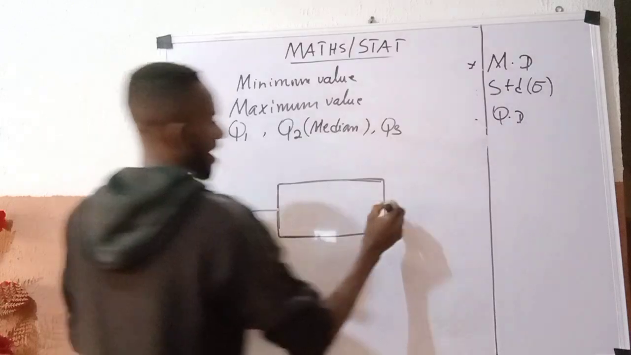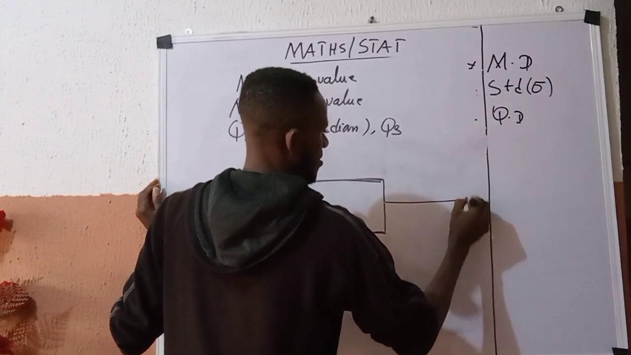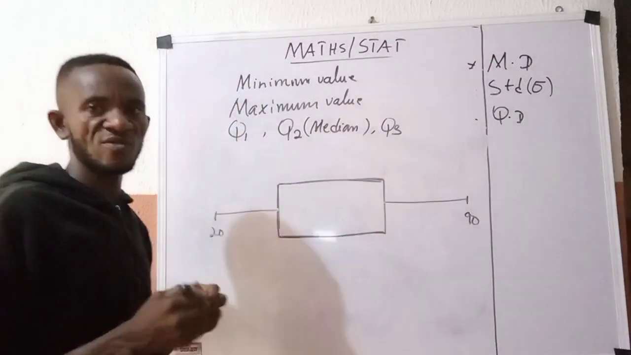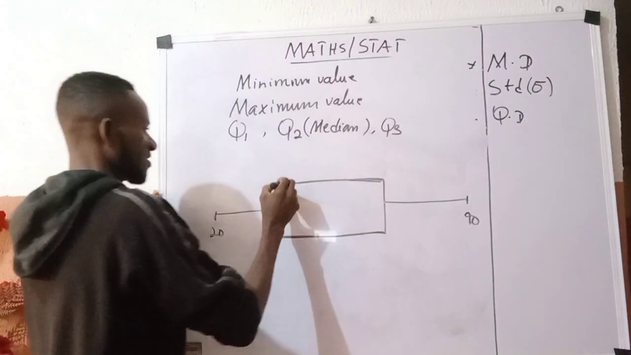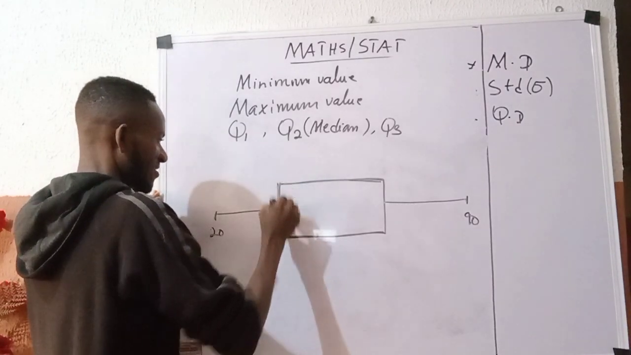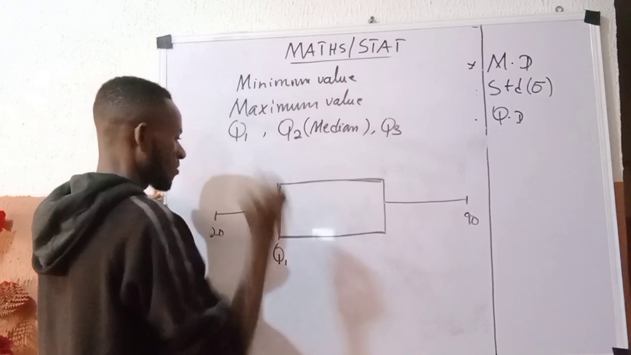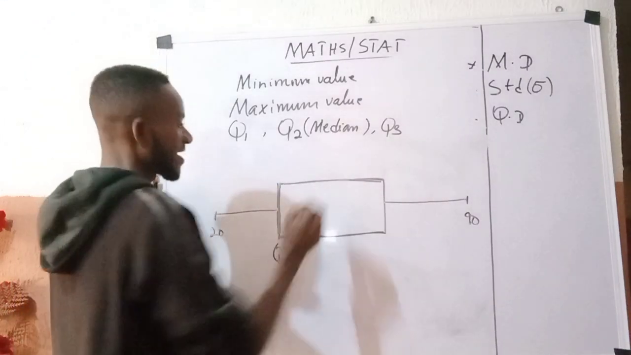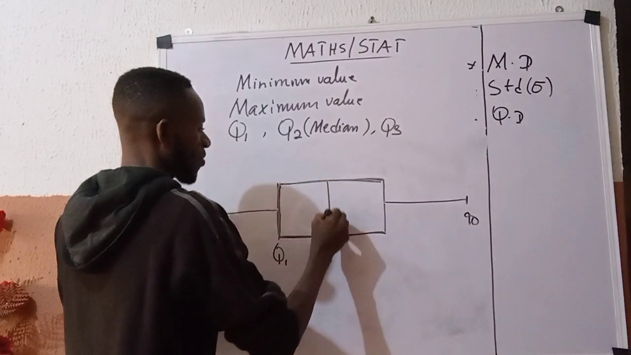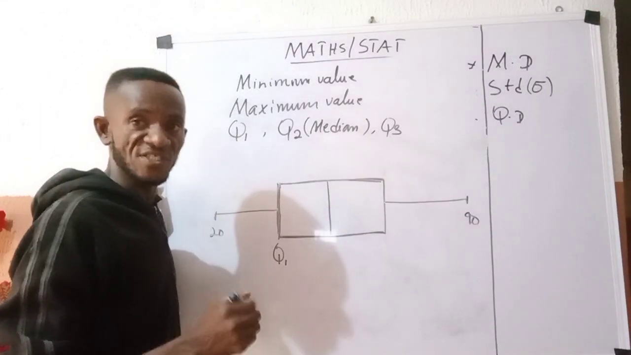And then you see me have something like this, perhaps it's 90, talking about the maximum. Then this particular line here is the line of Q1. So you have your Q1 here. The line at the center of this box, ordinarily, should be the median, which is the Q2.